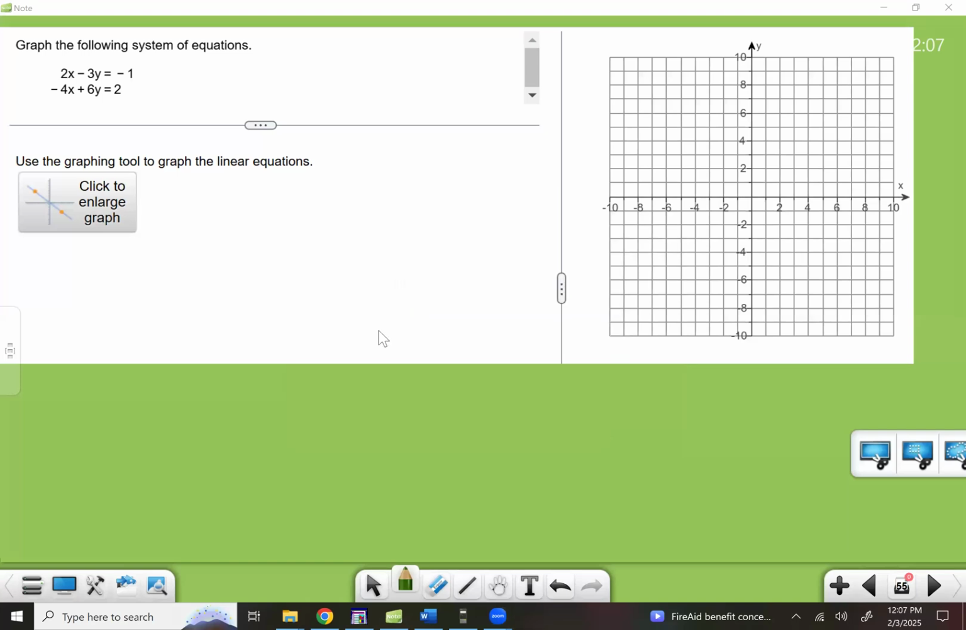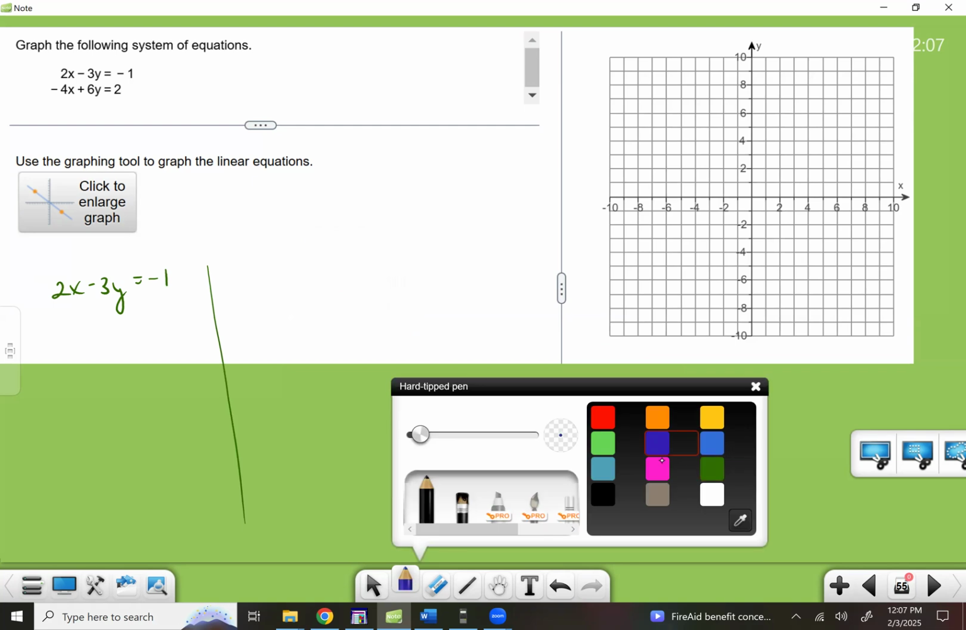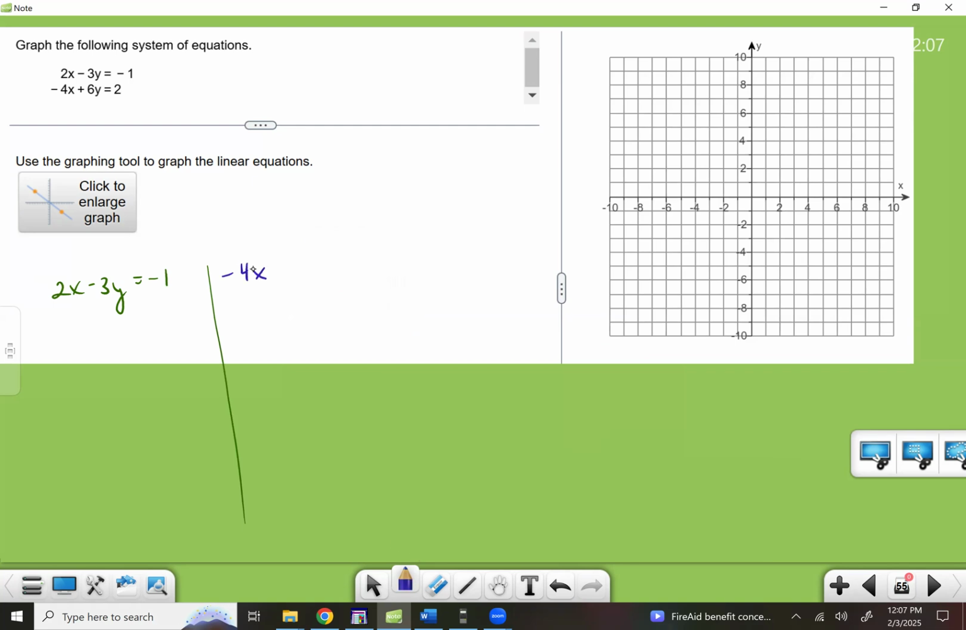All right, we're taking a look at number 3 from 6.1. So we're going to have to take the two equations that they've given us and get them into slope-intercept form. In other words, we're going to have to get the y by itself on both of them.